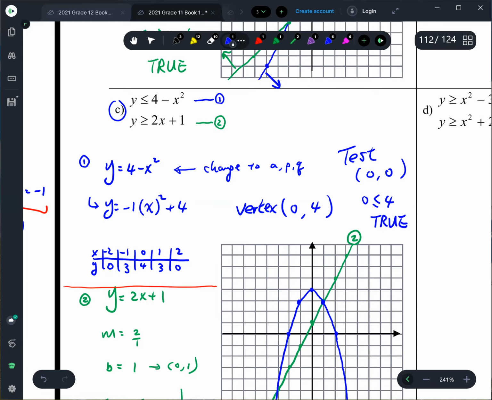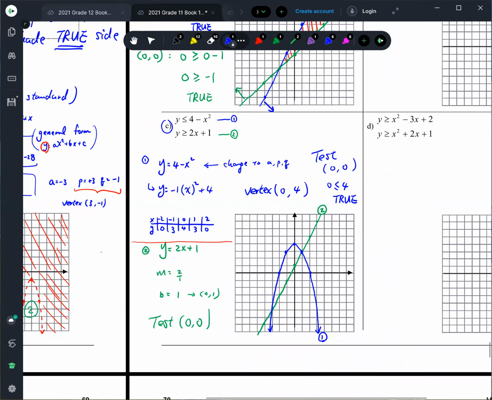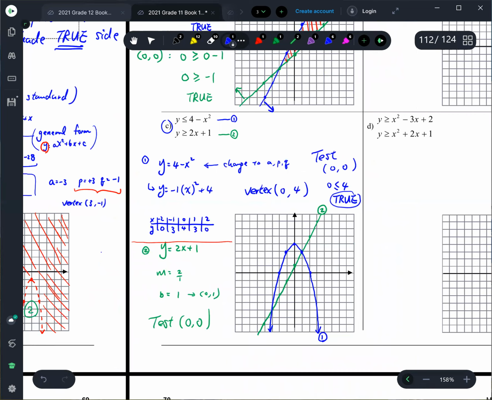So once you got true, you think about where to shade. You shade the true side. That's the rule, okay? Shade the true side. And you do the same thing for the green, okay? Plug in 0, 0, see if it's true or false. And then shade the true side. But you only shade the overlap at the end, okay? Think about where each one will shade and then just cover the shading with the overlap.